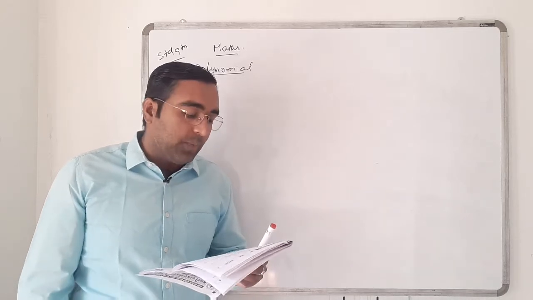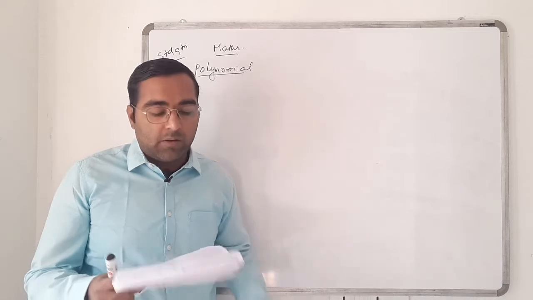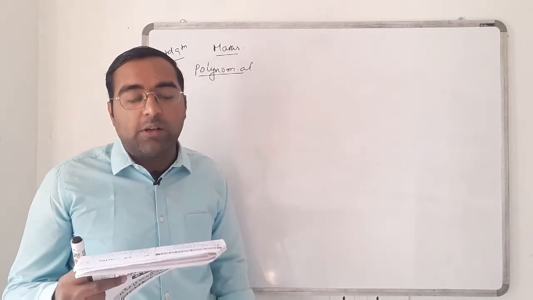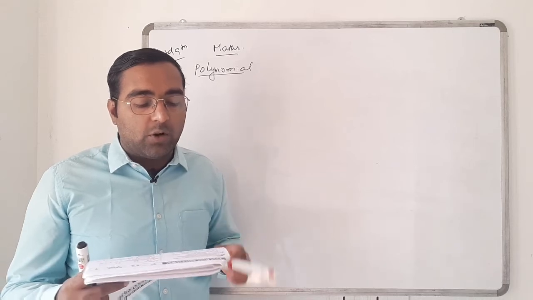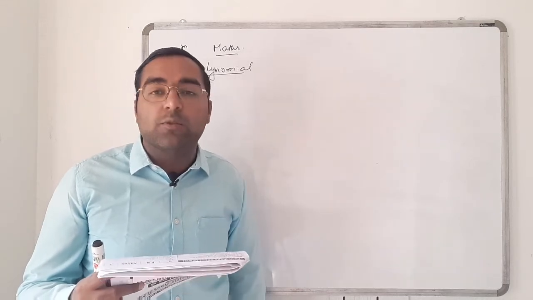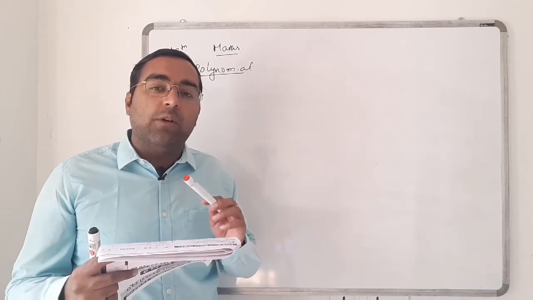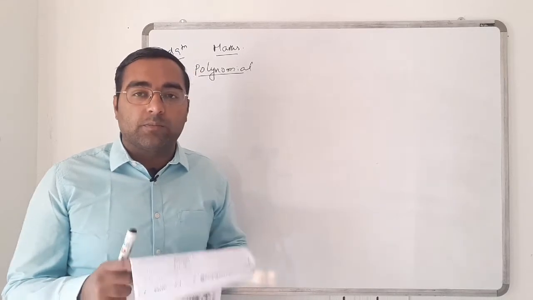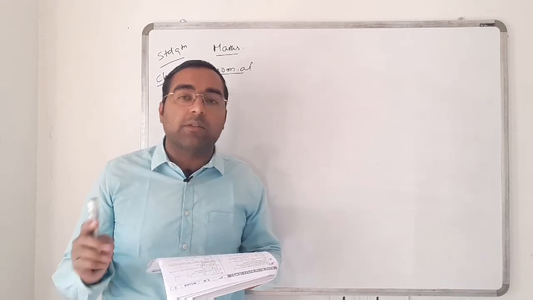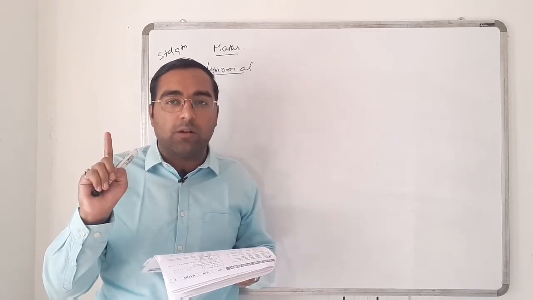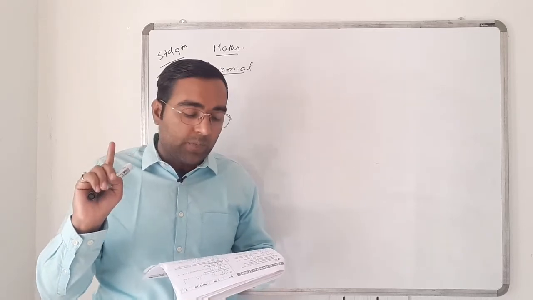From question number 7: dash is the polynomial in variable x. Which one is the polynomial? First, option A is x cube plus x raised to minus 1 minus 8. Here the power of the variable x is negative, so that is not considerable. So option A is not a polynomial.